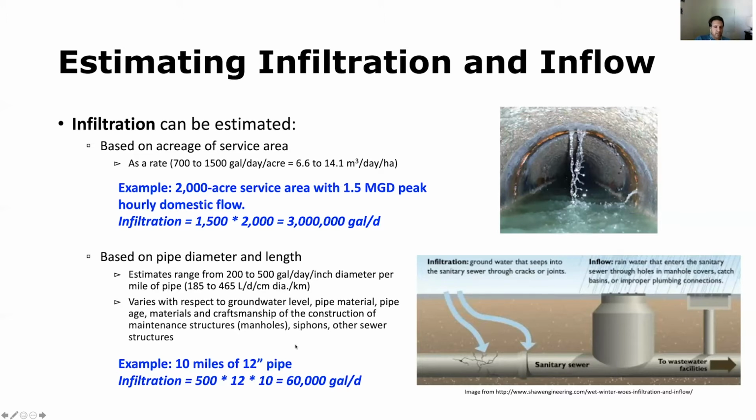So then you would take other stretches of pipe. Let's say you've got 5 miles of 15-inch pipe, and perform the same calculation to get the gallons per day from that stretch of pipe. At the end, once you've accounted for all different pipe materials and lengths, you would sum everything up to get the total infiltration flow rate.